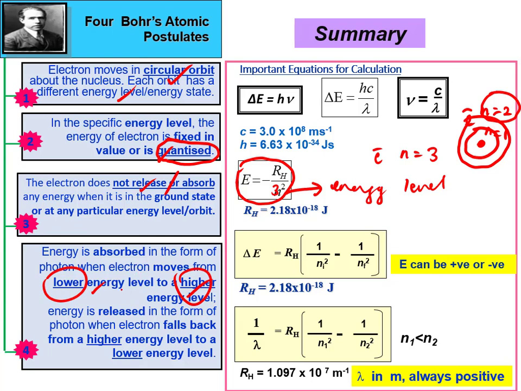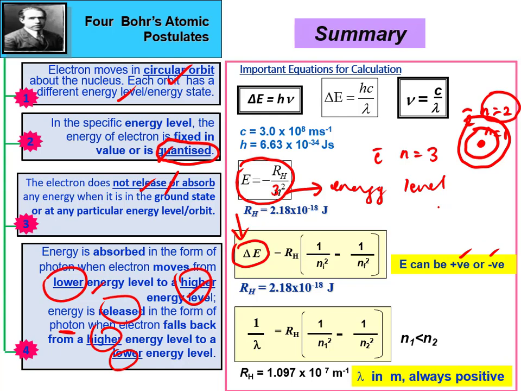And the energy is released in the form of photon, tenaga cahaya, when an electron falls back or drops from a higher to a lower energy level. But it involves two different energy levels. What to do is to use this formula: delta E equals RH in bracket 1 over Ni squared minus 1 over Nf squared. Energy can be positive or negative.